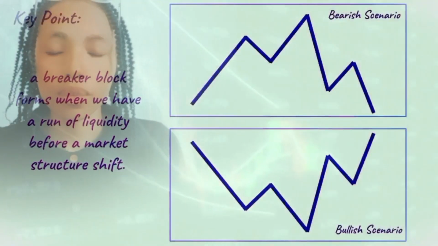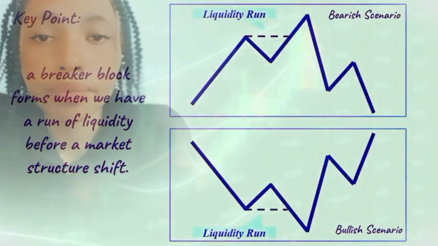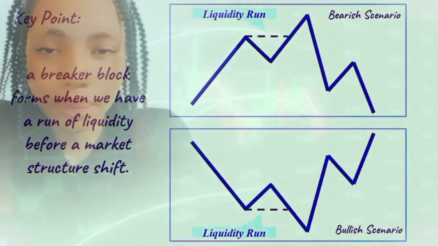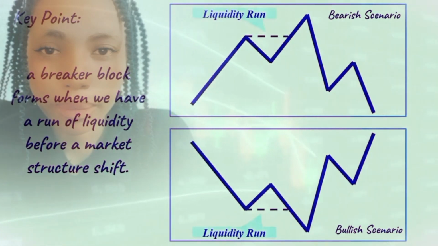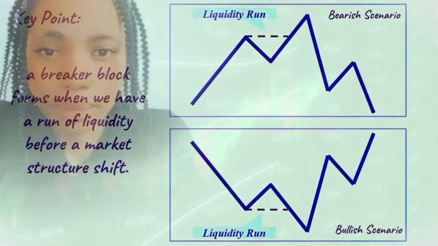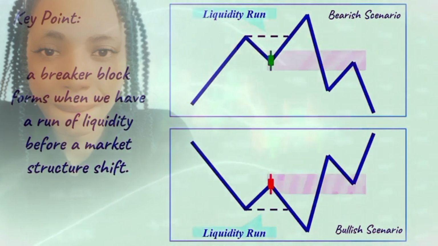So one of the key points here is that a breaker block forms when we have a run of liquidity before a market structure shift. The same goes for a bullish scenario. We want to see a liquidity run below the swing low before a market structure shift higher. Then we mark the candles that created inefficiency and extended in time, which is going to be our breaker block, and we expect the price to reject that area.